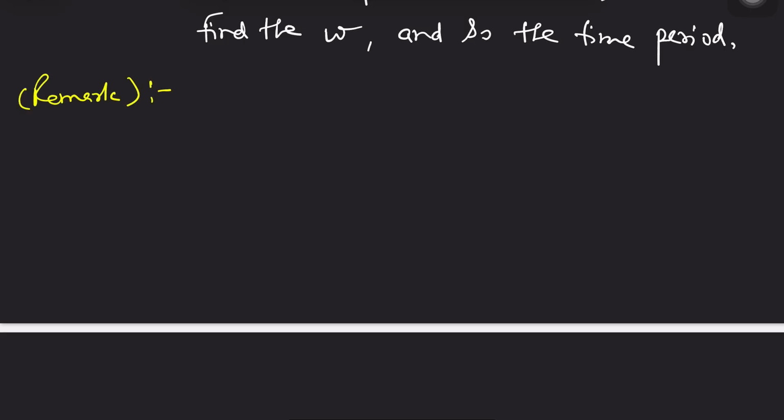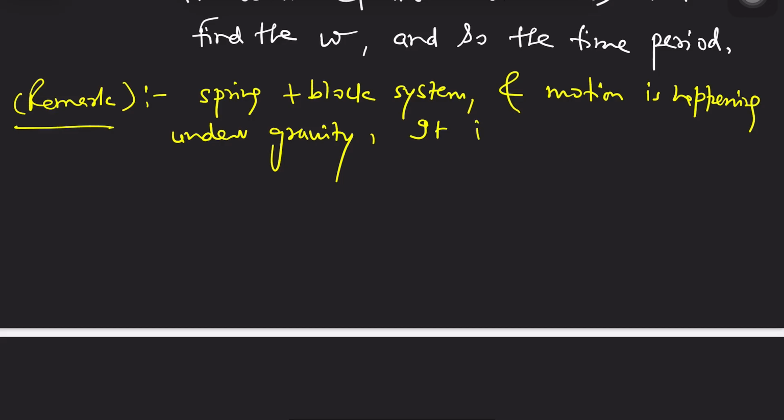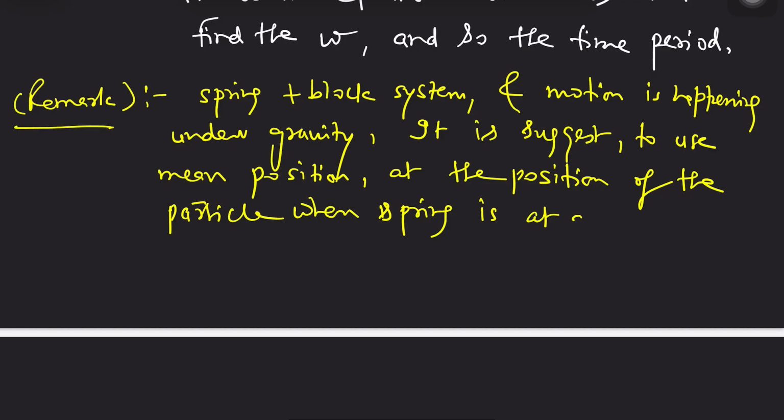Okay, the remark is that whenever you are dealing with a spring plus block system, and motion is happening under gravity, it is suggested to use the mean position at the position of the particle when the spring is at its natural length.